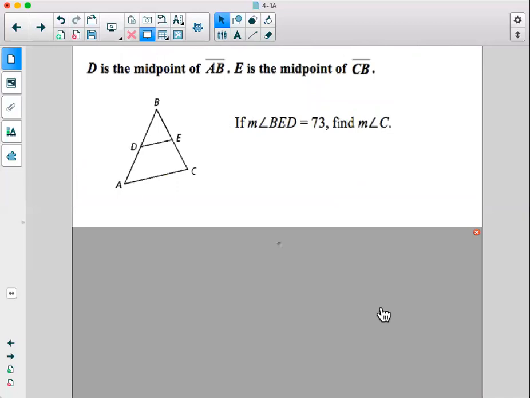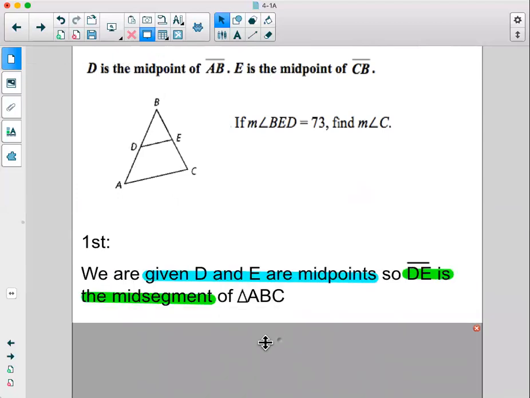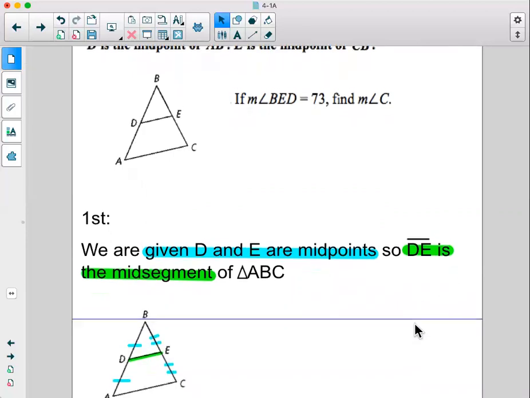Pause the video. Use your triangle midsegment theorem to answer the questions and find measurement of angle C. We're given D is the midpoint of AB and E is the midpoint of CB. Therefore, the first thing we can do is use the definition of midsegment to know that DE is the midsegment of triangle ABC, because it connects the midpoints of two sides.